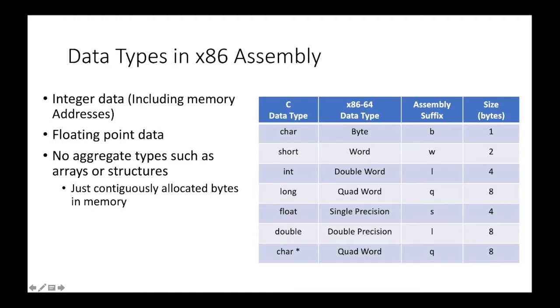Pointer in C is a quad word in x86 64-bit and we use suffix Q. In assembly, there's no aggregate data types such as array, structure, and class.